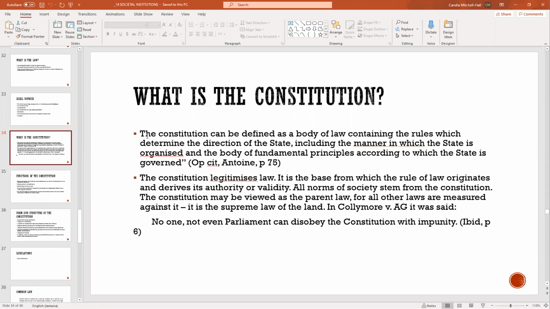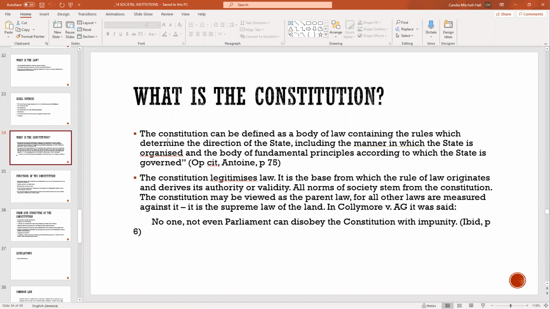The Constitution legitimizes law. It is the base from which it is the base from which the rule of law originates and derives its authority or validity. All norms of society stem from the Constitution. The Constitution may be viewed as the parent law, for all other laws are measured against it. It is the supreme law of the land. In Collymore v.ag, it was said, no one, not even Parliament, can disobey the Constitution with impunity. Thank you very much, Brianna.